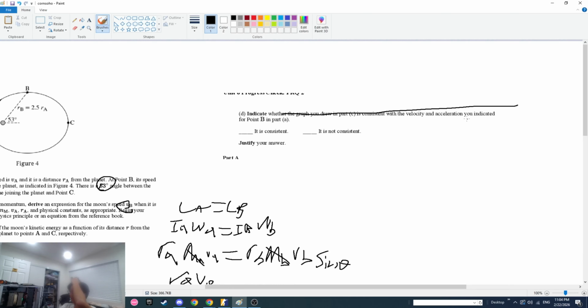And that's part C. And in part D, we're asked to indicate whether the graph feature is consistent with the velocity and acceleration you indicated for part A. So it is consistent, right?